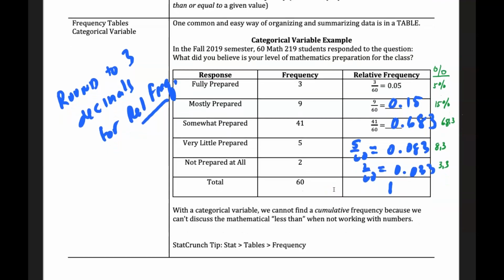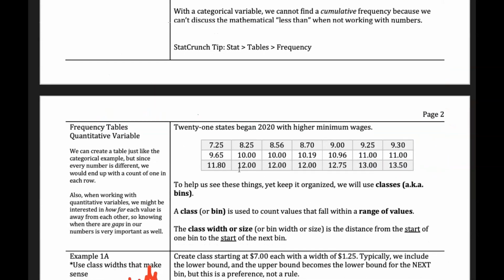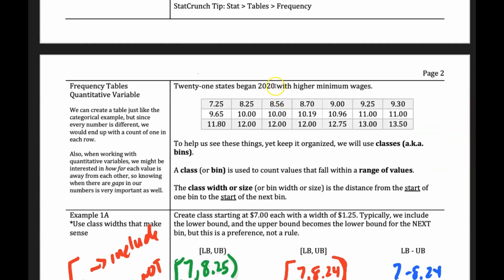So we just looked at a frequency table for a categorical variable. We now move on to looking at a frequency table for a quantitative value. And again, here's some real data from 2020. The 21 states increased their minimum wage in 2020. Here's what they increased them to.